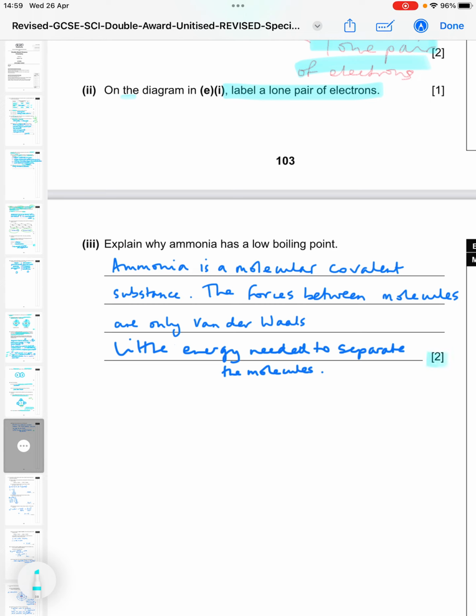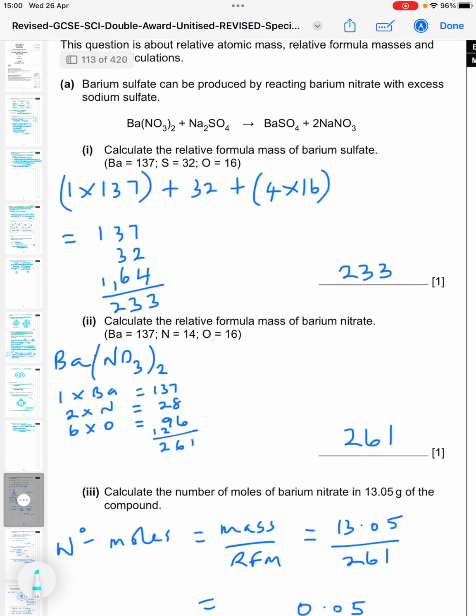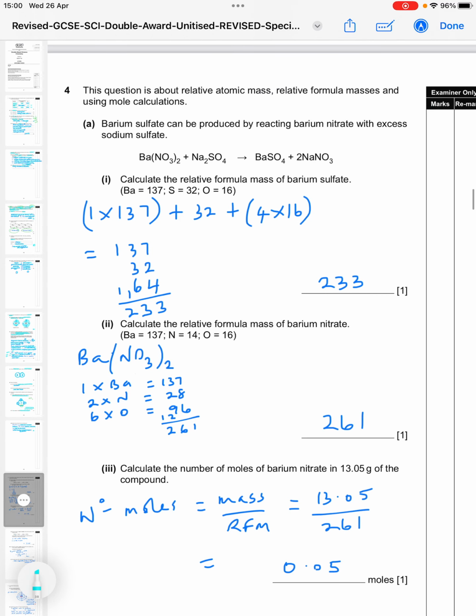Explain why ammonia has a low boiling point. Well, there are 2 marks here, so for the first mark you need to be explaining that it's a molecular covalent substance, so the forces between the molecules are van der Waals. And then for your second mark, that because it's van der Waals, you only need a little energy to separate the molecules. There are no strong bonds between the molecules.